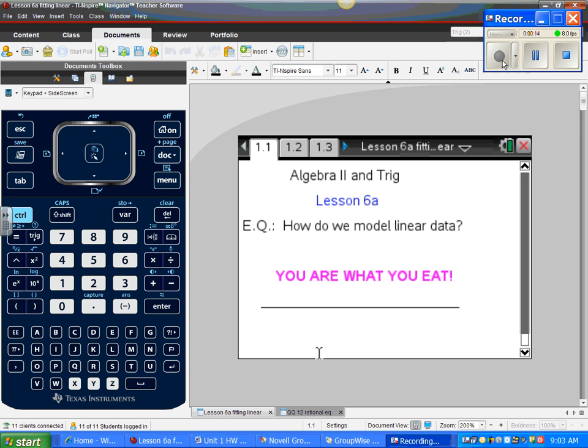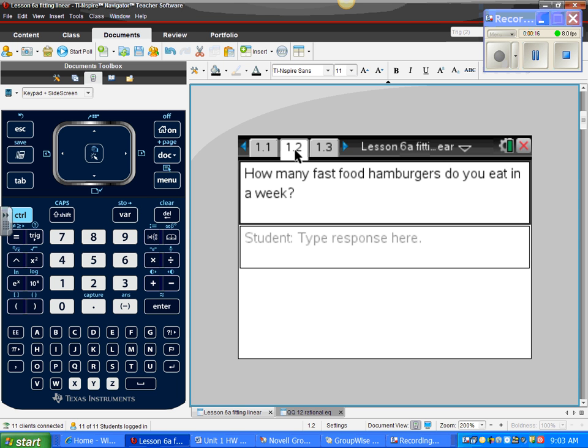Okay. All right, so second page. How many fast food hamburgers do you eat in a week? You're going to put your answer in there. If it's 0, great. If it's 1, okay. If it's any more than 1, I'm probably concerned about your health.